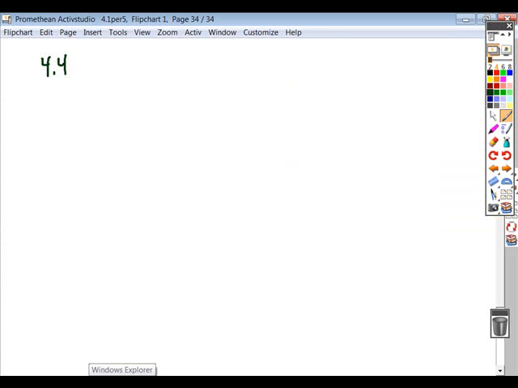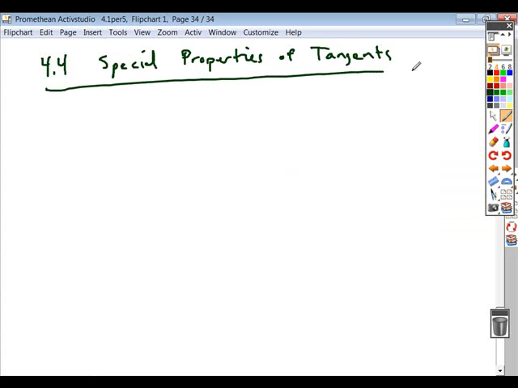In Section 4.3, we talked about properties of chords. We're going to talk about properties of tangents here. And let's take a look at what a tangent is once again.